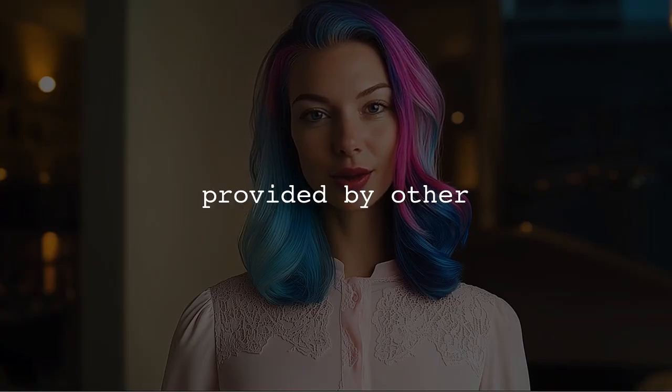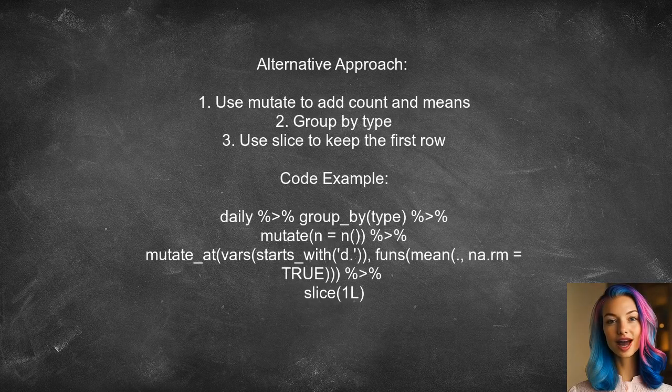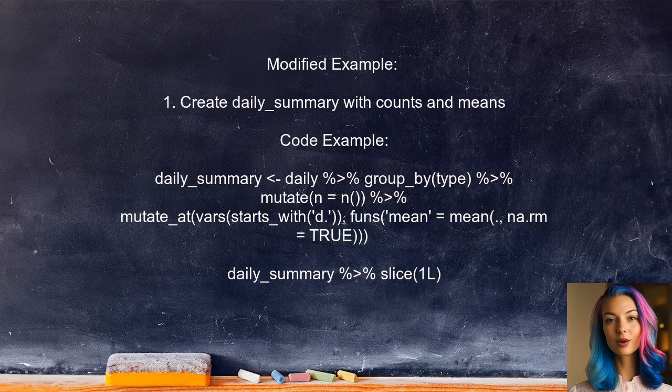Now let's look at the answers provided by other users. An alternative approach suggested by another user combines the summaries into a single command. They recommend using the mutate function instead of summarize to add the count and means directly to the group data. In a modified example, the user shows how to create a summary data frame that includes the count and means for each group, resulting in a clear and concise output.